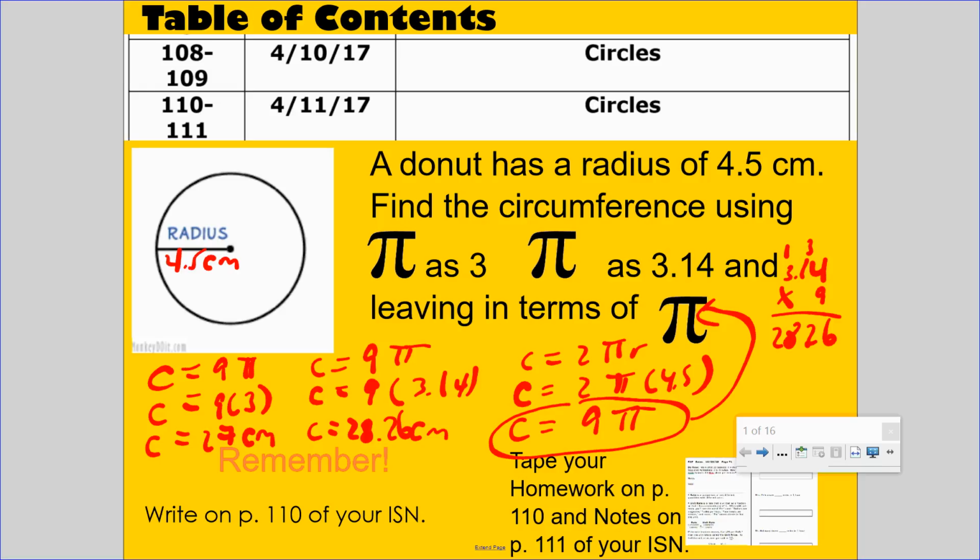That's a more accurate one. So using pi as 3, the answer could be 27 centimeters. Using pi as 3.14, the answer could be 28.26 centimeters, and or just saying it in terms of pi, 9 pi.